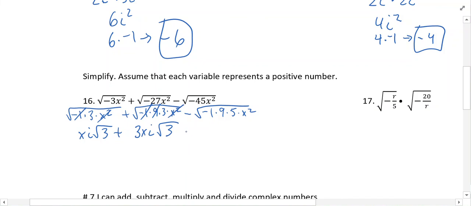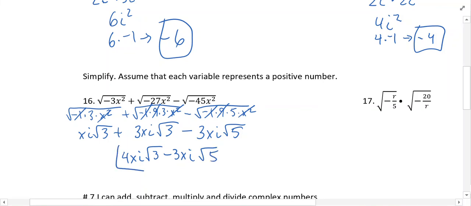And then here I have, bring down the negative. I can take the square root of 9, which is going to give me 3. I can take the square root of x squared, which is x. And I can take the square root of -1, which is i. And then I'm left with rad 5. Okay, so now I want to combine any like terms that I have. So I have a like term right here. So xi rad 3 plus 3xi rad 3. So since they both have rad 3 and an x and an i, I can combine them. So this is 4xi rad 3 minus 3xi rad 5. All right, so we can go ahead. Oops. And here's our answer.